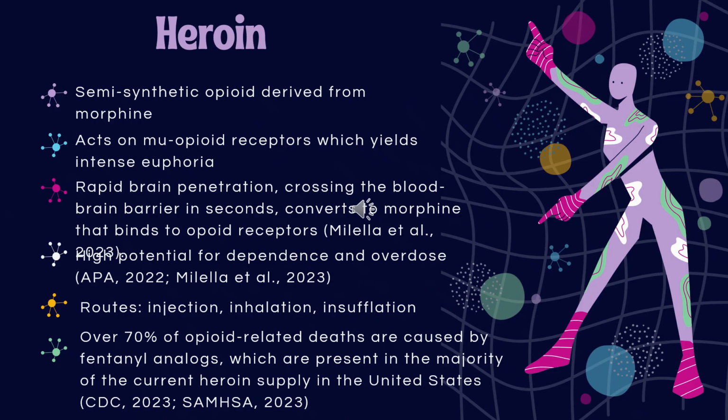Heroin is a semi-synthetic opioid derived from morphine. It passes the blood-brain barrier in seconds, where it is converted back to morphine and binds to mu-opioid receptors, resulting in immediate and intense euphoria. The modern heroin supply is frequently tainted with fentanyl and its derivatives, which is responsible for the majority of opioid-related deaths in the U.S. These neurobiological and environmental elements contribute to heroin's exceptionally high addictive and deadly potential.